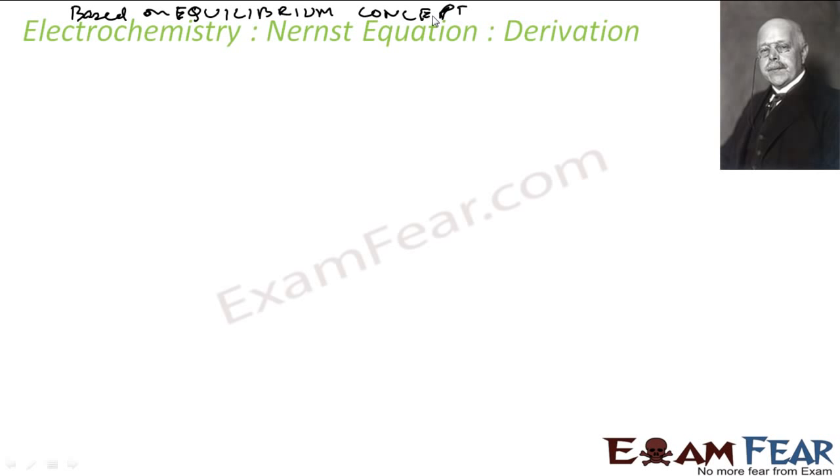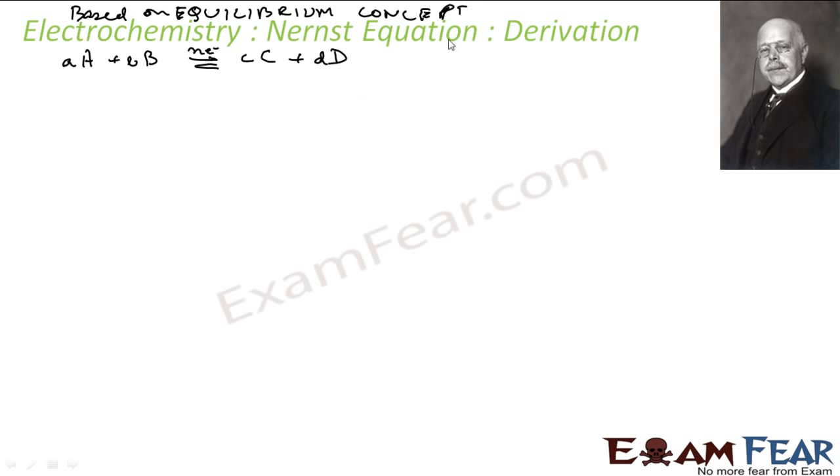So let's take a reaction. a moles of capital A plus b moles of capital B reacts, and some n electrons are transferred. You get c moles of capital C plus d moles of capital D. This is the reaction, let's suppose I have.